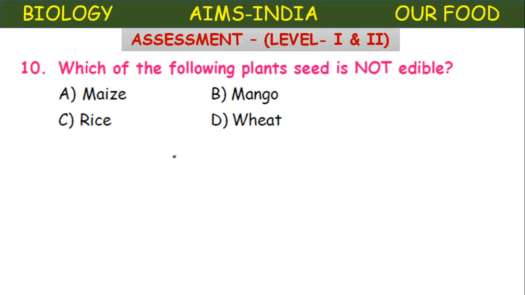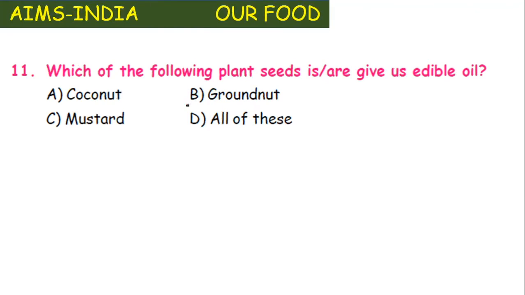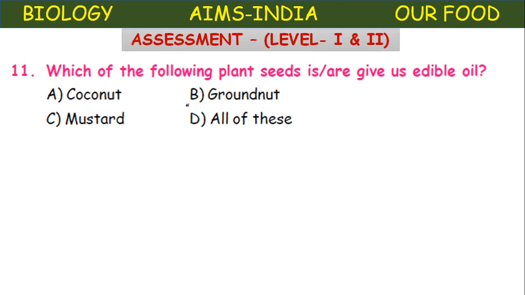Which of the following plant seeds is not edible? Maize, mango, rice, wheat. It is the mango fruit we eat, but not the seed. Next. Which of the following plants seeds give us edible oil? Coconut, groundnut, mustard. So all these are used for extraction of the edible oil. So all of these.